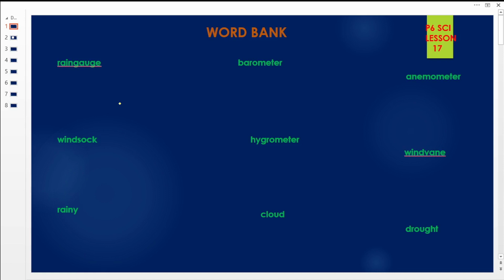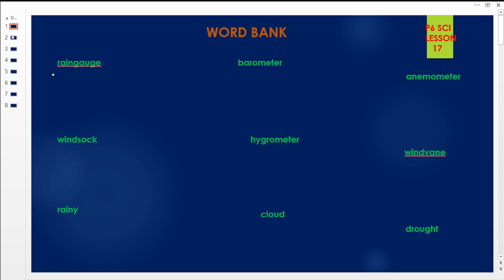From the previous lesson, lesson 16, we looked at the reproductive system of a male. We discussed it, we drew it, and we got to know various interesting things about it. In this lesson, we are moving on with our human body, and we are going to look at puberty and adolescence. But before we start, we always begin with our word bank. There are 9 words, and all of them are talking about weather instruments. Let us get started.